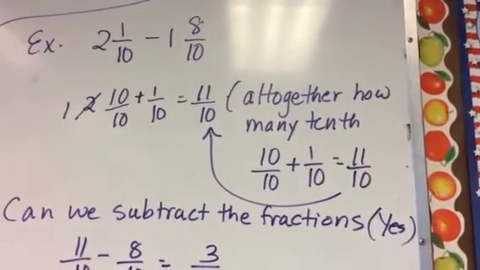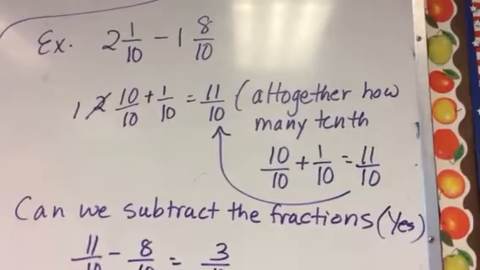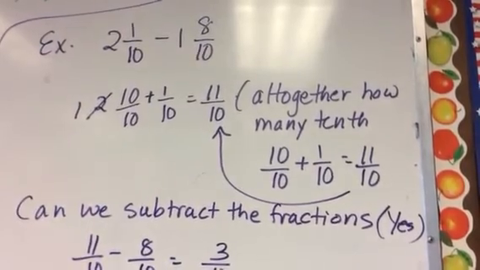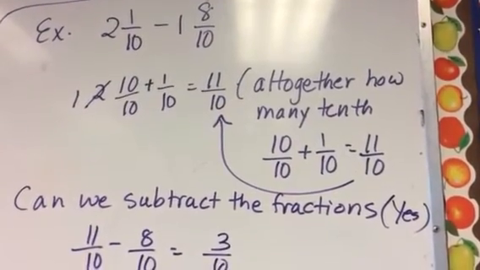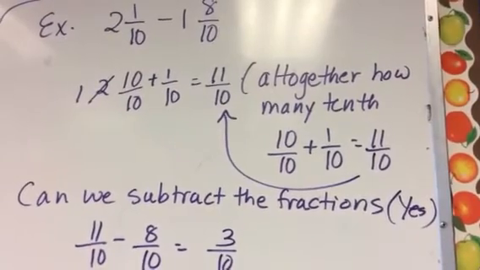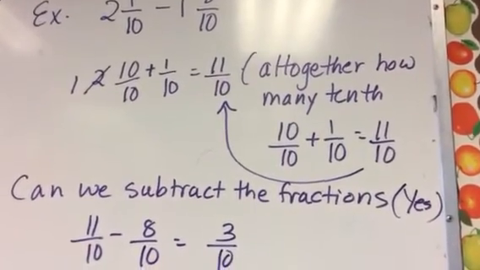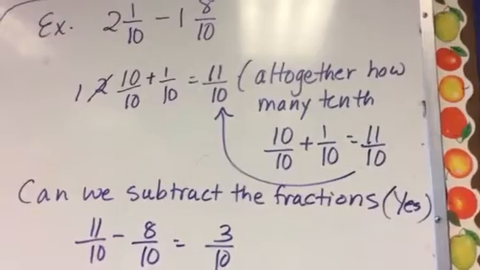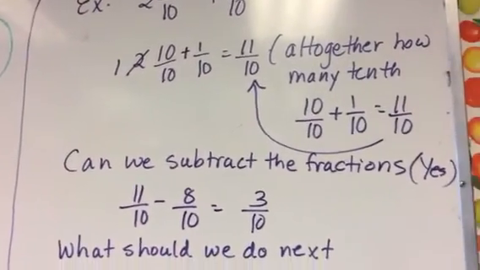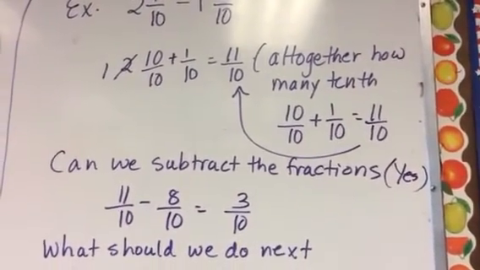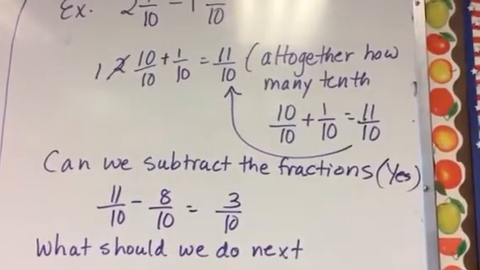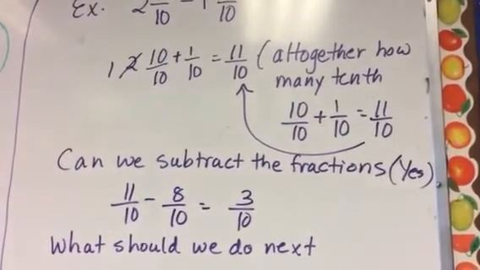We have to borrow from the whole. And from the whole, you get 10/10, because one whole pizza box will have all the slices in it. So you'll add those slices plus what you have. That's how you got 11/10. Now, can we subtract the fractions? Yes. 11/10 minus 8/10. So 11 minus 8 is 3/10.